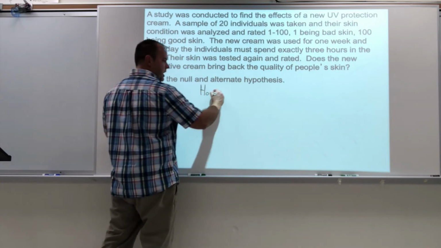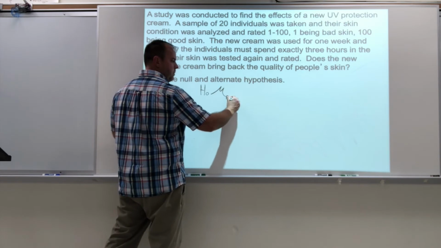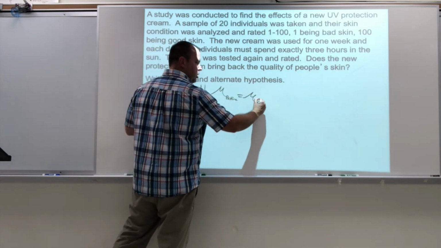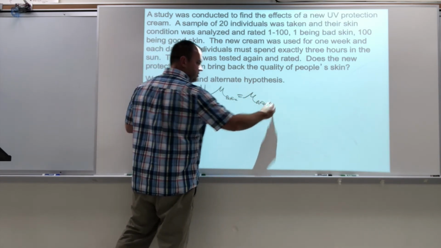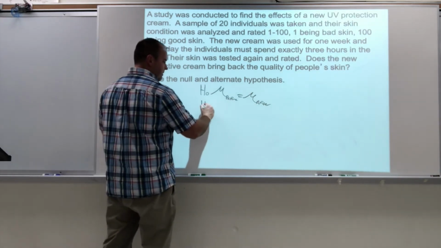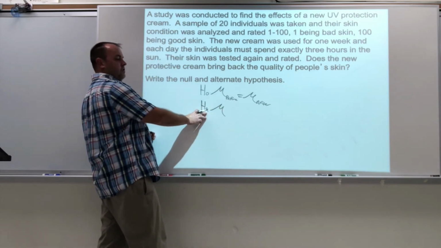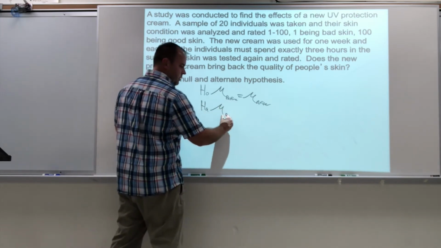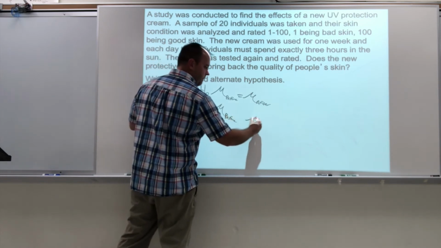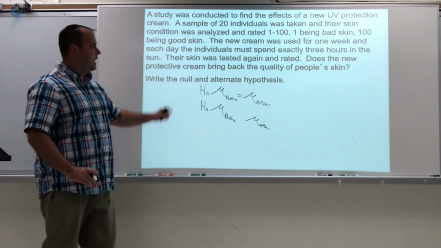Null's the same. And I'm going to write it as mu before equals mu after, just a quick label so I know what average I'm looking at. And now we're going to have mu after, or sorry, this is not mu after, this is the alternative. We still have before, we still have after.